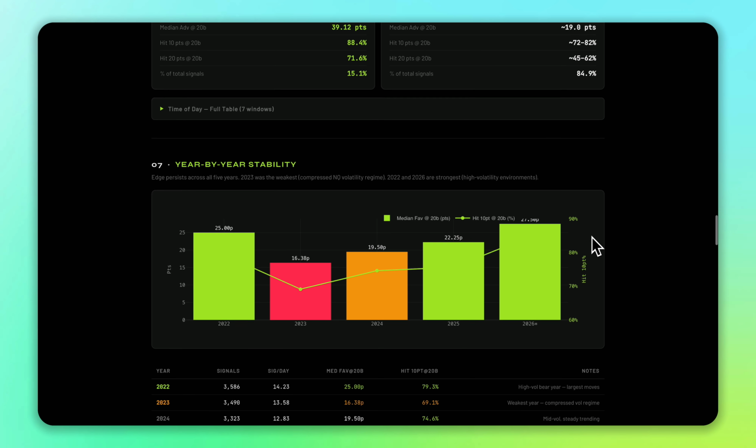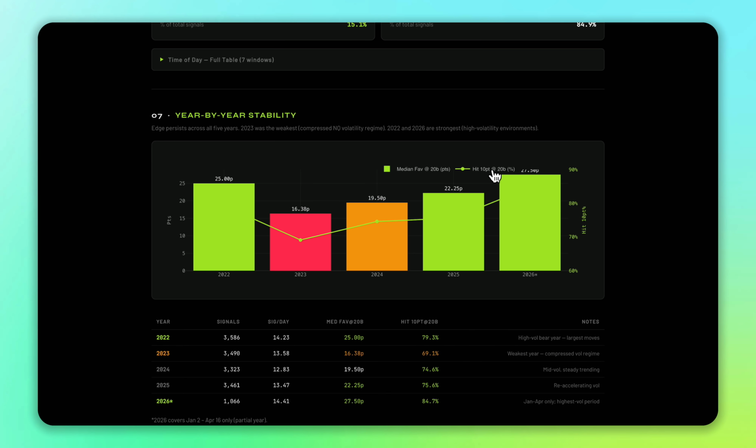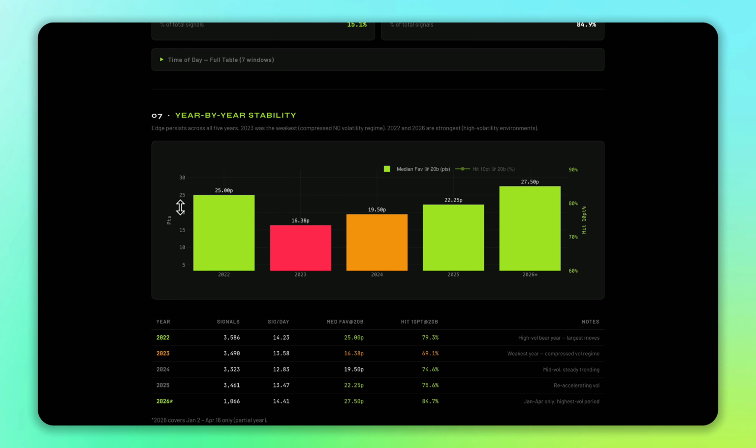And then when we look at year by year, this is looking at just the median favorable move at 20 bars. In 2022 it was 25. It dipped in 2023, but now it's coming back into this year. I think this is only looking up until April, so it's not a full year of data, but points wise, it is giving us more moves. Thinking about how crazy an uptrend this market is in, that's probably true. This is what you're seeing.